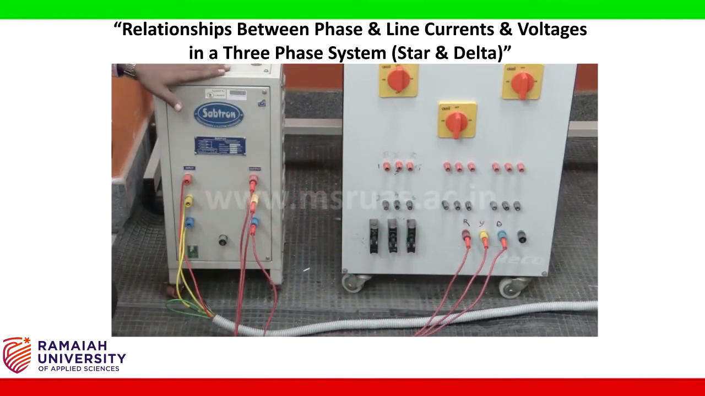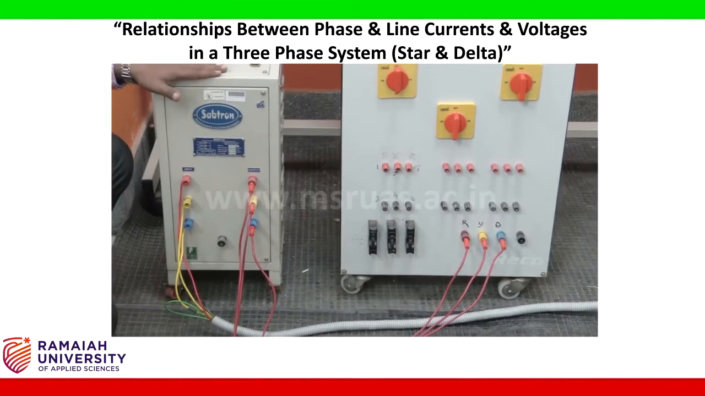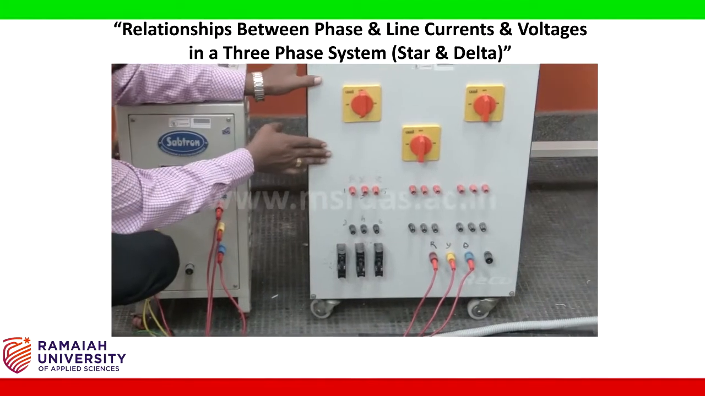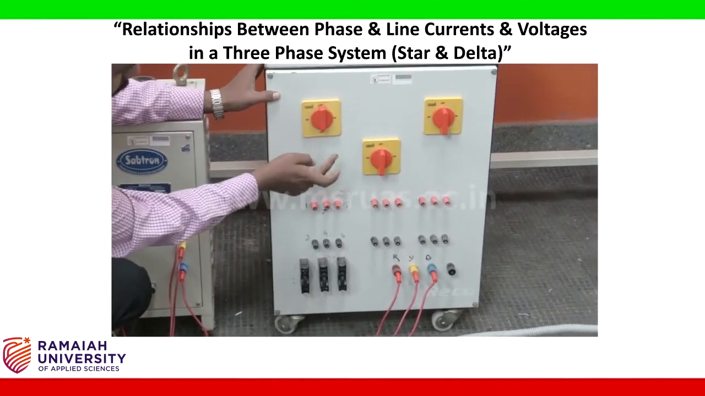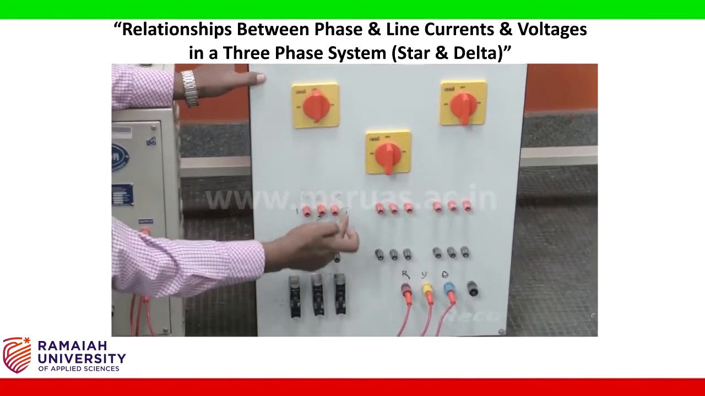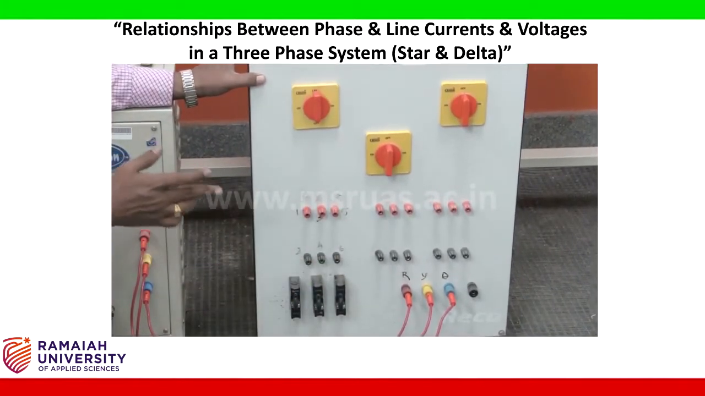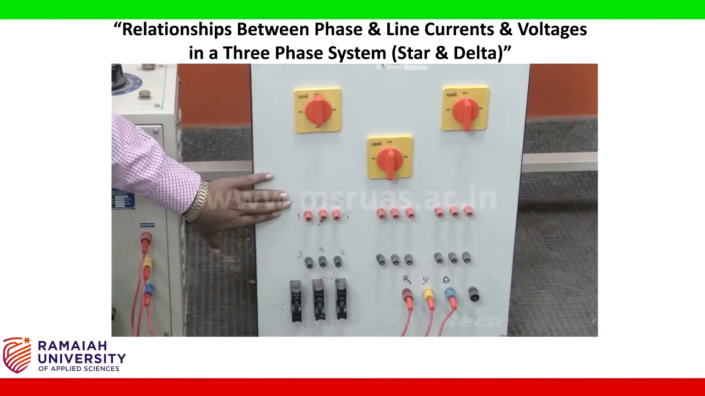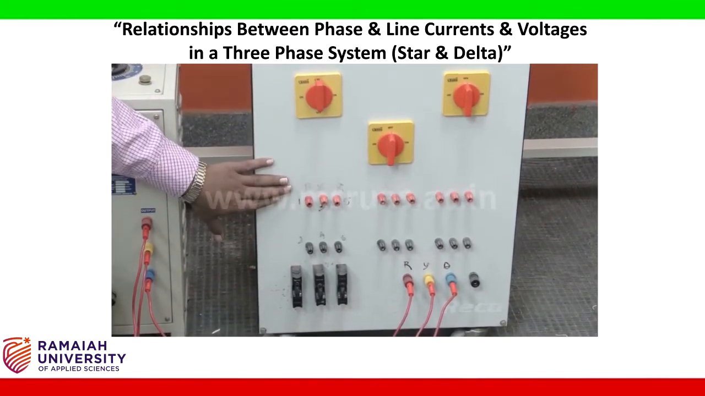Now we have to make the star connection. I already told you this is the 3-phase resistive load. It consists of the 3 individual loads 1, 2, 3. Here you can select any one load to make the star connection. Now I am choosing this resistive load to make the star connection.